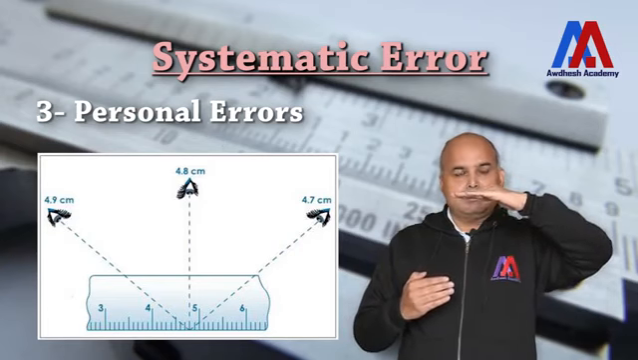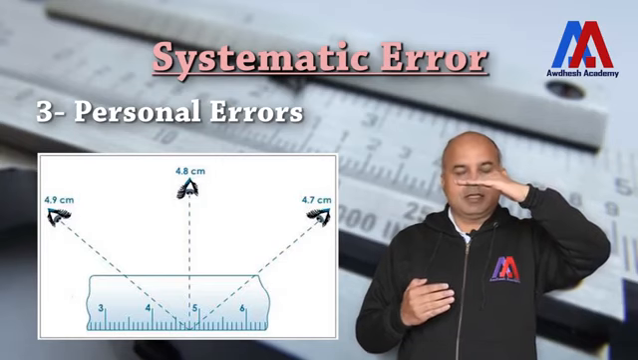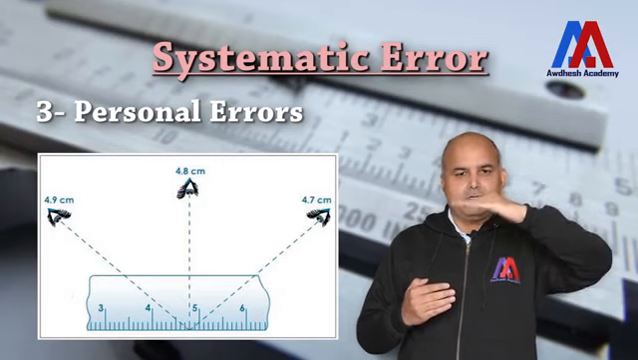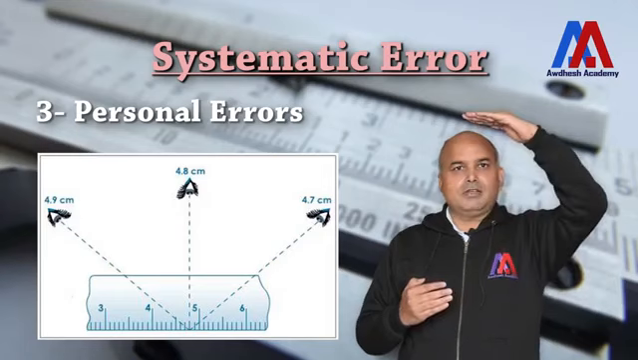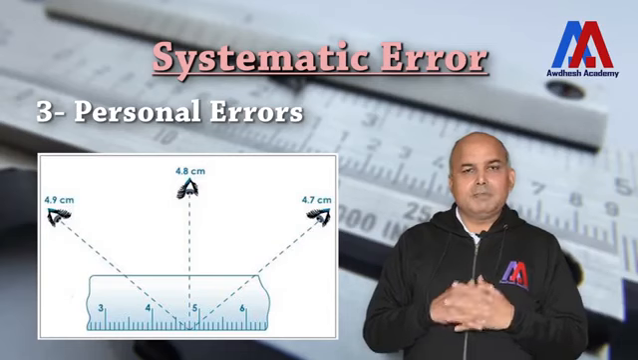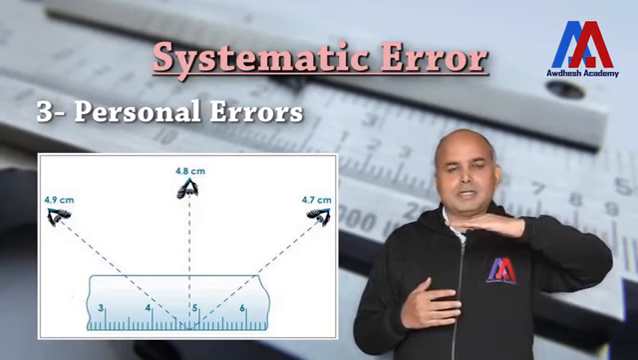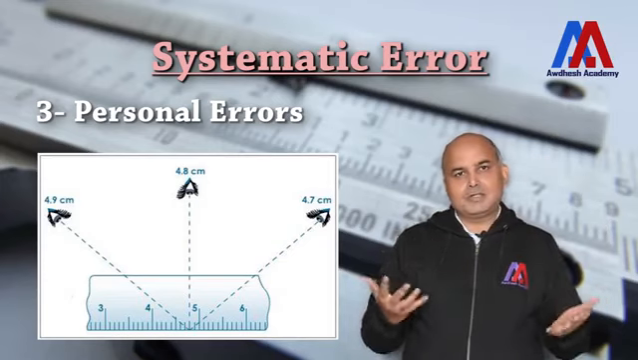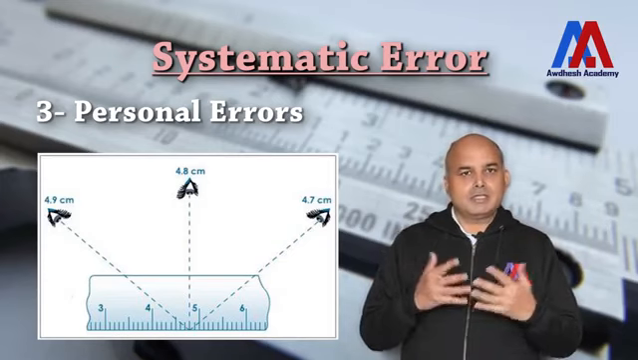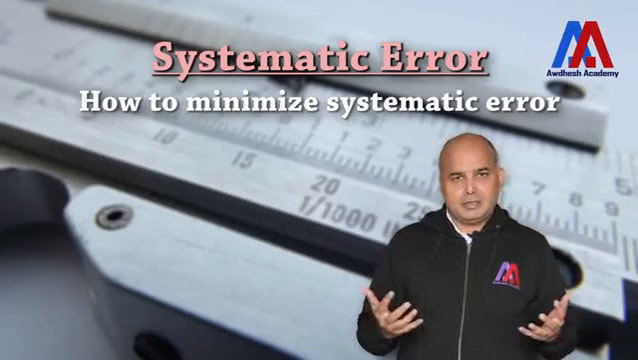Ideally, you should see the scale just at eye level. If you are looking at eye level, you will get the right dimension. But if you look from slightly the lower side or slightly the higher side, then the dimensions will be wrong. This is basically a personal error, and people have a tendency to sometimes look only from the lower side or only from the higher side, and they tend to commit the mistake in the same direction. Now the question is, can we reduce the systematic error?